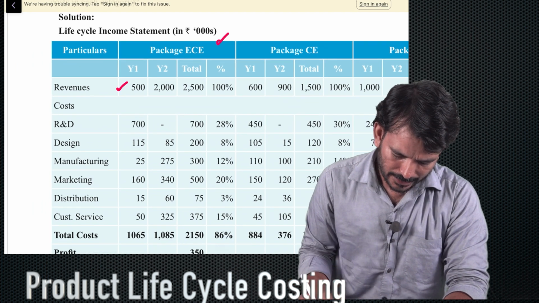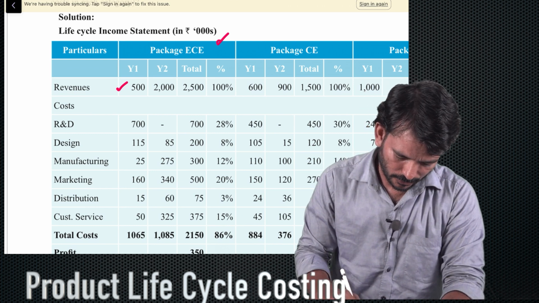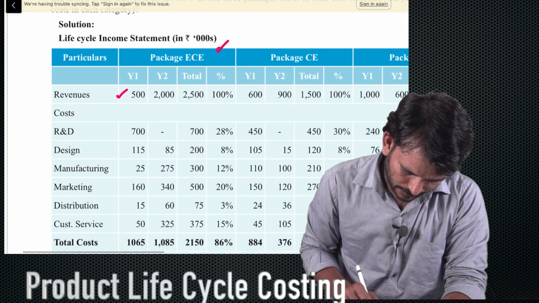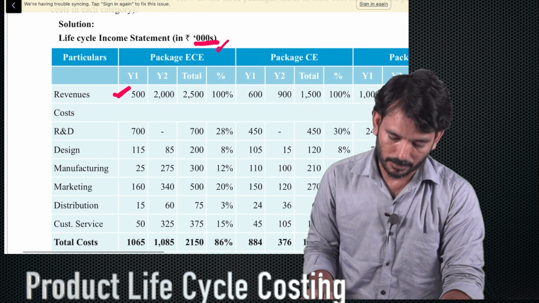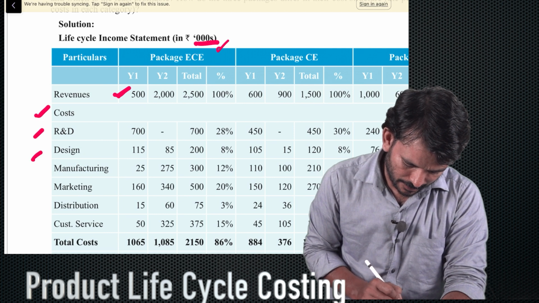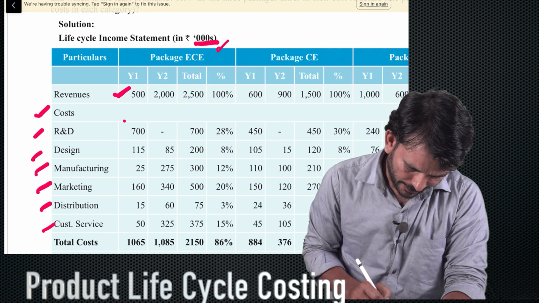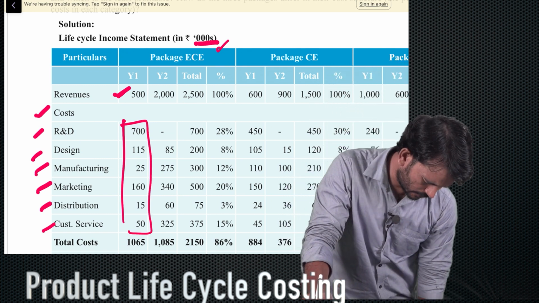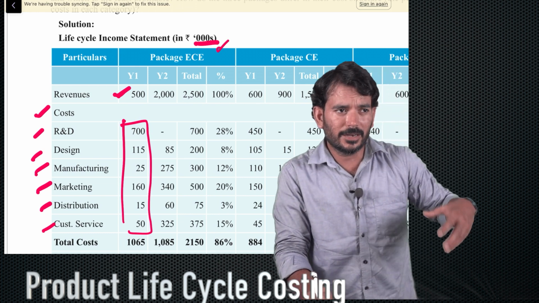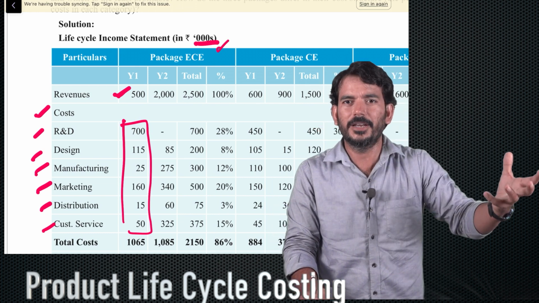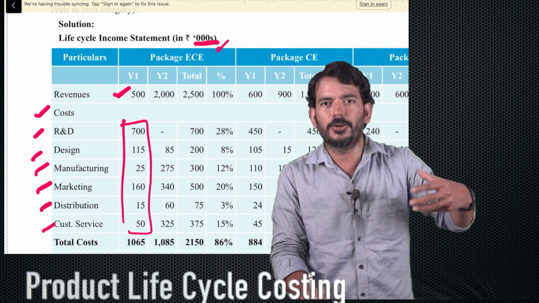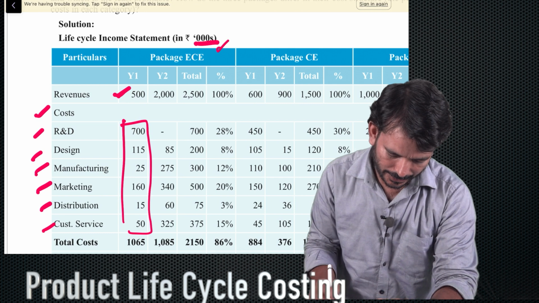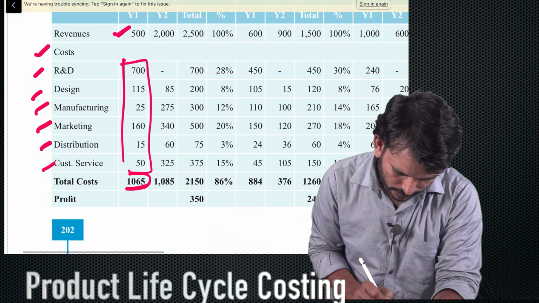Year number 1, they are selling 500 units. Okay, not 500, 5 lakh, they are omitting 3 zeros here. So 5 lakhs is the revenue in year number 1. Coming to the cost, R&D, design, manufacturing, marketing, distribution, customer service, everything is given in the question. They are not even segregating which cost is fixed or variable, because you are looking into the lifespan of a product. That doesn't make any difference, because you are not looking into break-even point, margin of safety or any other analysis. So they are not even interested in segregating it. That way they are getting the total cost of this much.